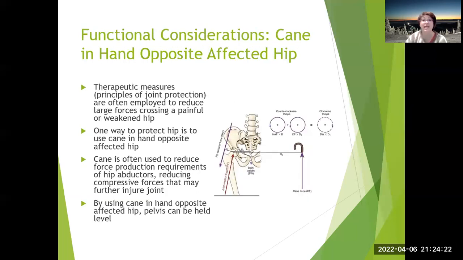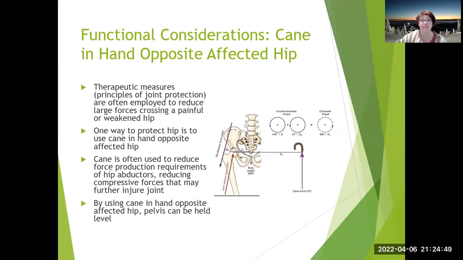So if somebody has a painful joint and we're trying to reduce the pressures that are crossing that painful or weak hip, one way to do it is to use a cane in the hand opposite the affected hip. So the cane is used to reduce force production requirements of the hip abductors, reducing compressive forces through the joint.